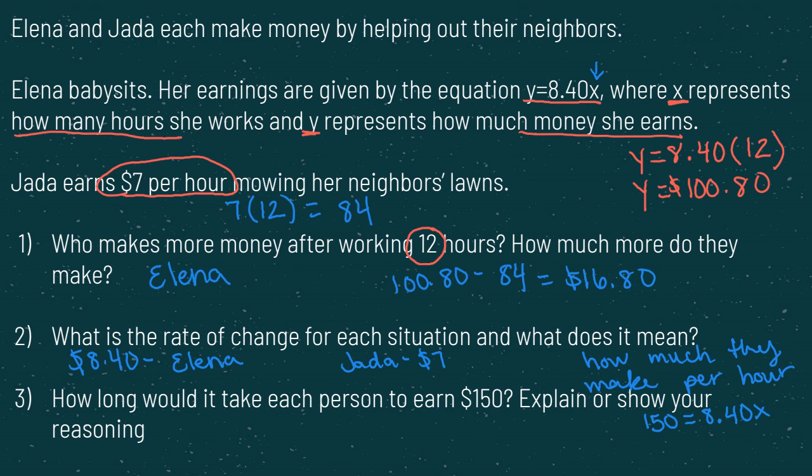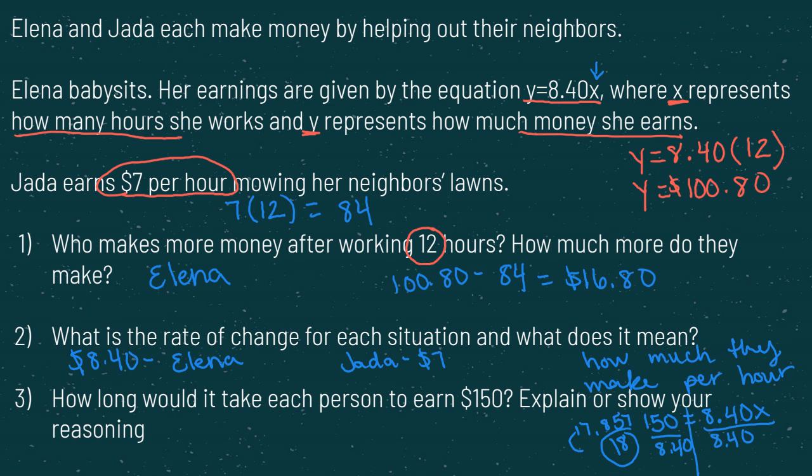Right now I'm multiplying 840 times x. So in order to solve for x, the number of hours, I'm going to divide both sides by 840. Now, what is 150 divided by 840? That equals 17.857, but in this case, I'm going to round that up to 18 because can you work 17.857 hours? Yes, but chances are that you're going to get paid for 18 hours if you work that. So I'm just going to round up and say about 18 hours.